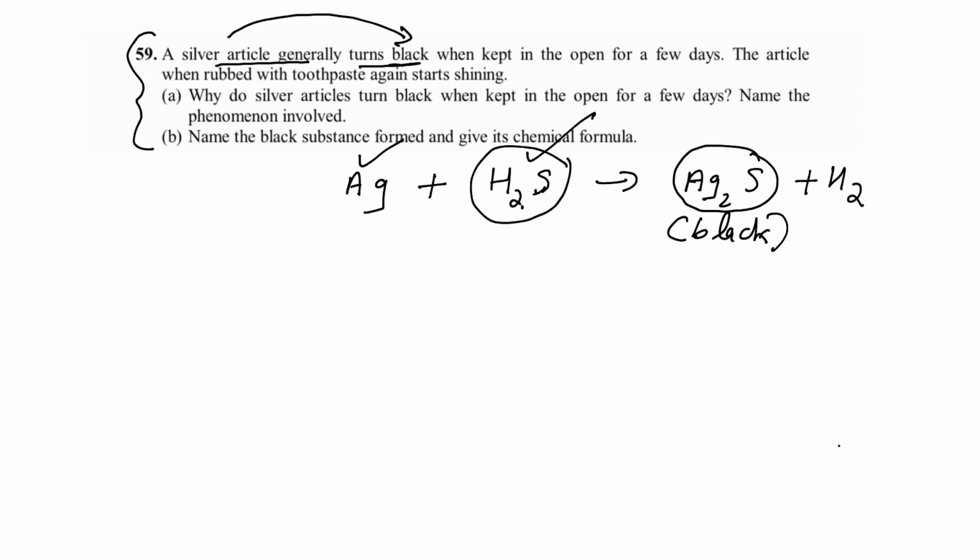Okay, anyhow, the black color substance is what? Silver sulfide, color is black. Okay, remember that point, and this is the reaction. Okay, why does it happen? Ag, when exposed to air, reacts with hydrogen sulfide from the atmosphere and Ag2S is formed. This Ag2S is black in color. Hydrogen is the byproduct. Okay, hydrogen is the byproduct.